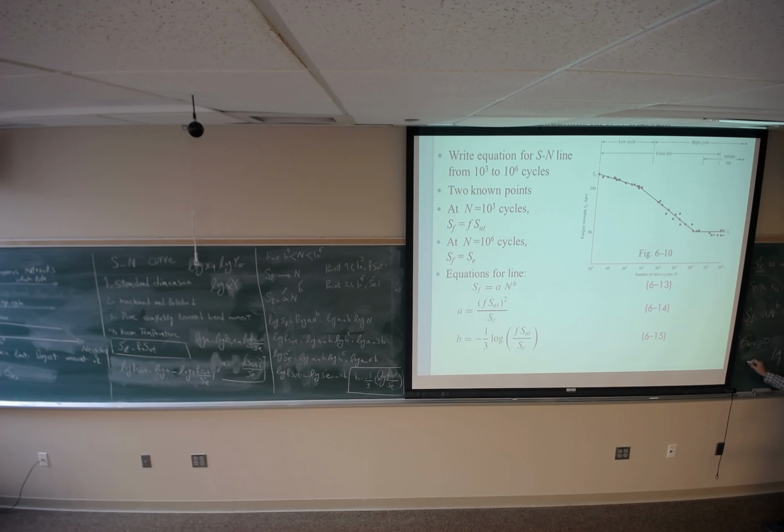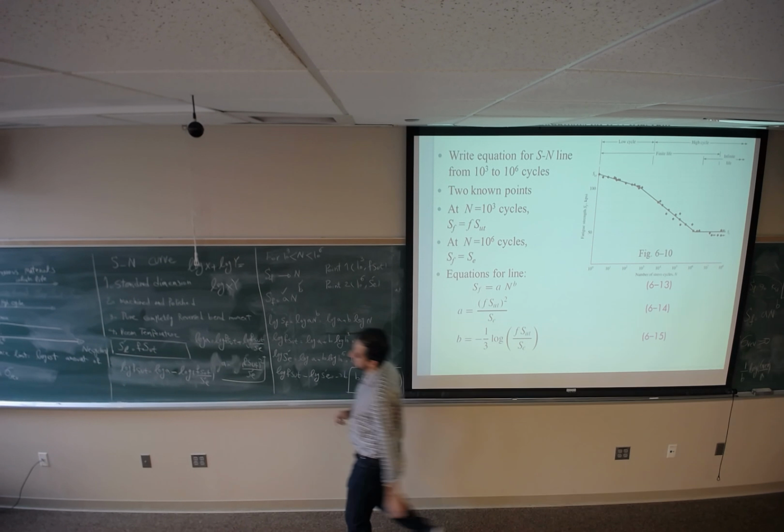Divided by B, 1 over B, log of sigma reverse divided by A. Then 1 over B is the power of this one. So I can write sigma reverse divided by A, to the power 1 over B, equals the number of cycles. So for this normal stress that you apply, it's going to run for that number of cycles.